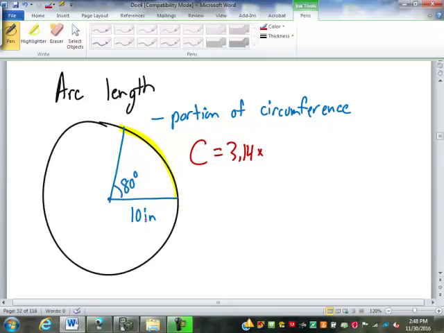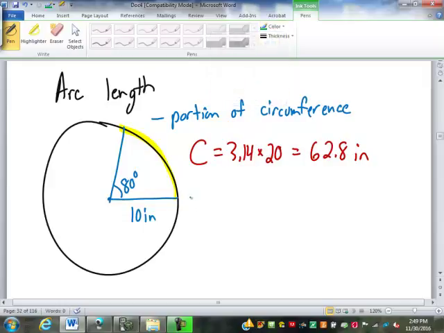Not 10 squared, you're thinking area. For circumference, it's just pi times diameter. So it would be 20. Perfect. So that's 62.8 inches is that circumference. He had the right thought, though.